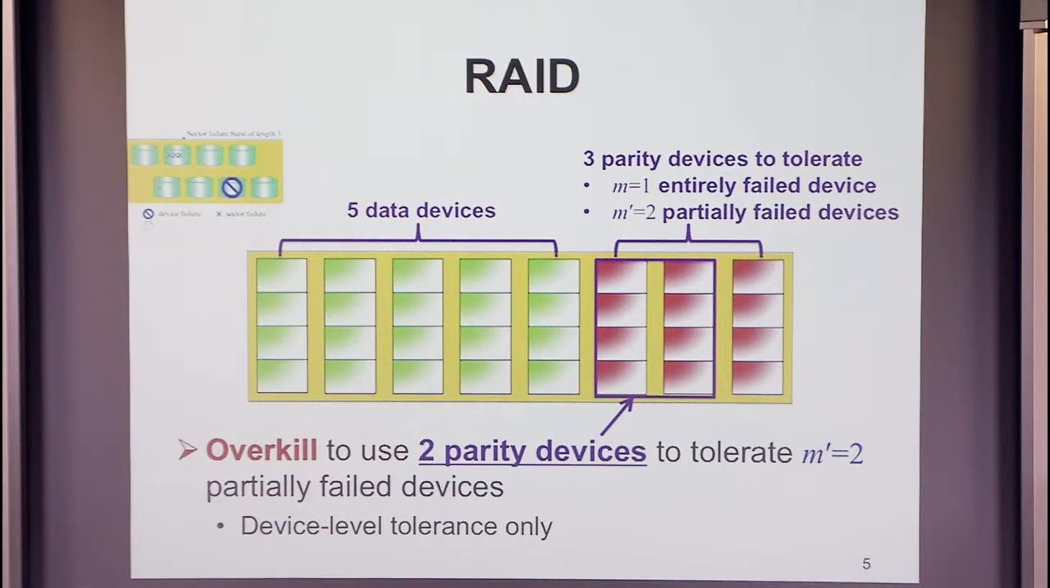Now, if we consider that we store a lot of data, that is quite a lot of storage redundancy, a huge overhead. The observation is that in RAID and many traditional erasure codes, they just assume device-level fault tolerance. They don't consider the mixed failure scenario.